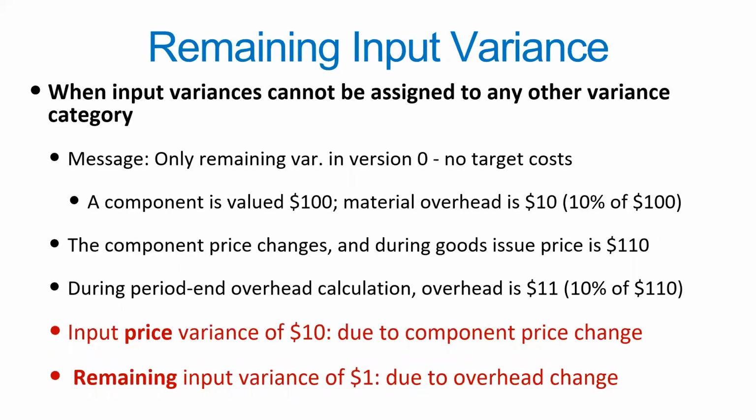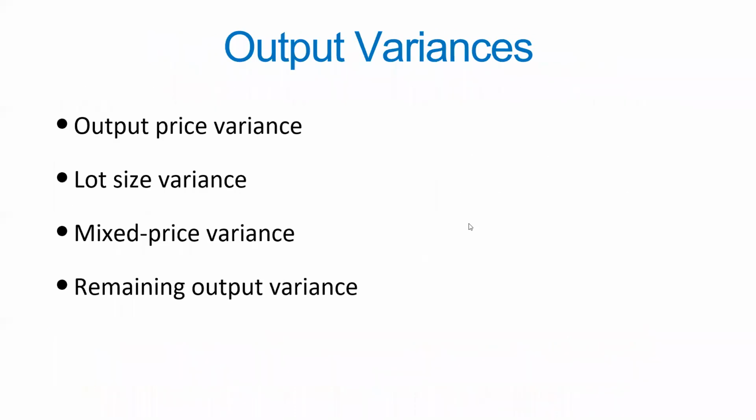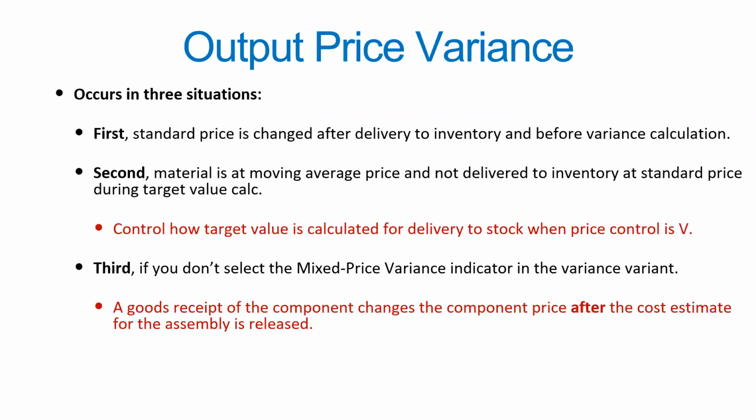Okay, the remaining input variance is everything else on the input side. It's that simple. If overhead changes, there can be different reasons for that. Then there are 4 output variances, on the output side of the production order. There can be an output price variance. It's a little bit more complicated and less common than on the input side. You can read through this text here. It's a bit more technical.